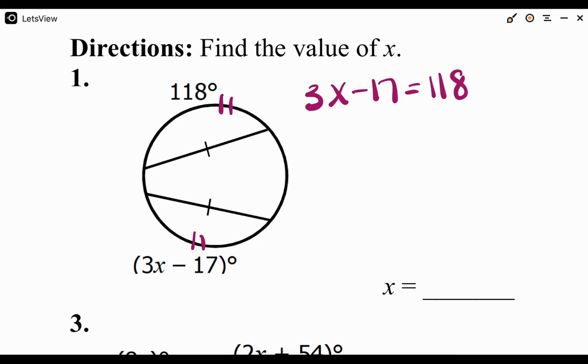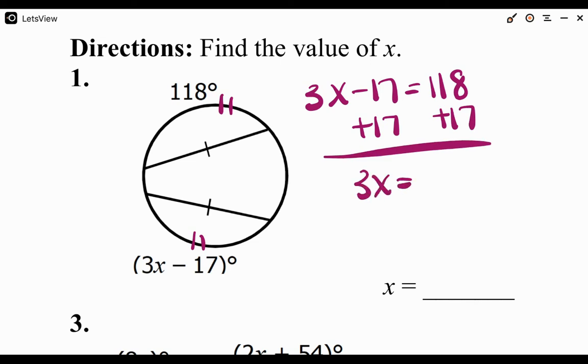Now that we have a two-step equation, we just got to solve for x. So add 17 on both sides. We get 3x equals 118 plus 17. So we get 135, divided by 3 on both sides. And we get x is 45.